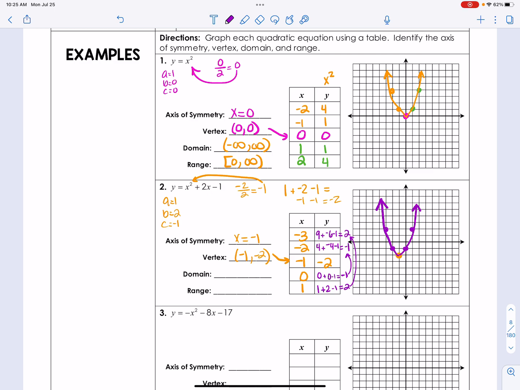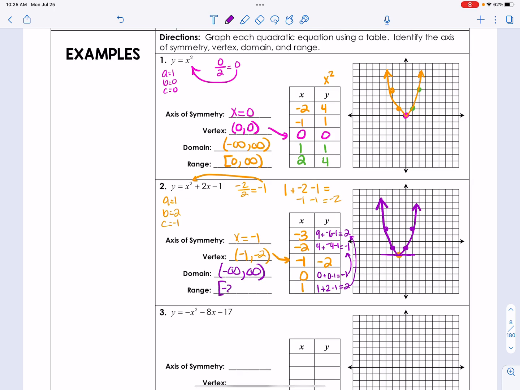Okay, my domain for this whole thing is going to be -infinity to infinity because you can square anything. Okay, you can square anything at all. It's going to be above -2. It's the range that you have to look at, the bottom of the graph.